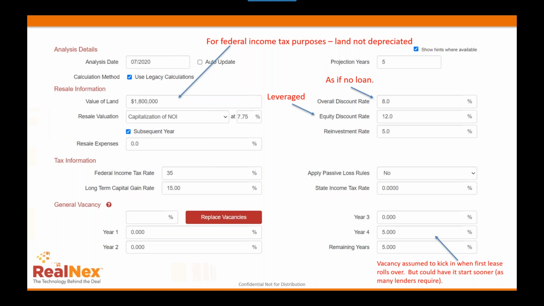Why? Because you can't depreciate the land. You can only depreciate the building. So we need to know how much the land is, so we're sure not to apply the depreciation to the land portion of the value.